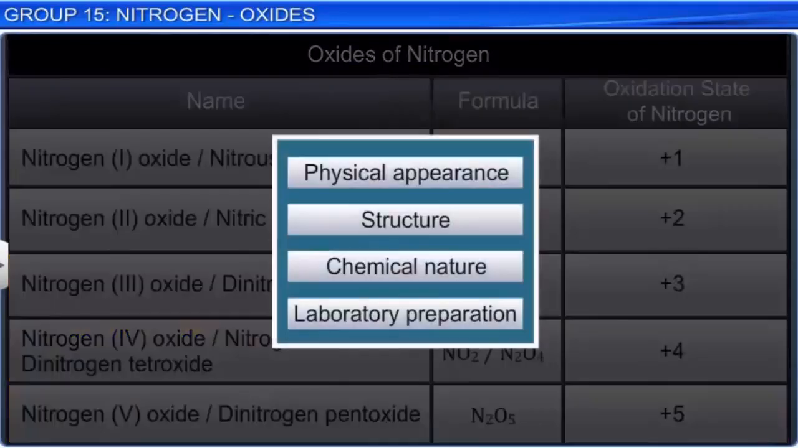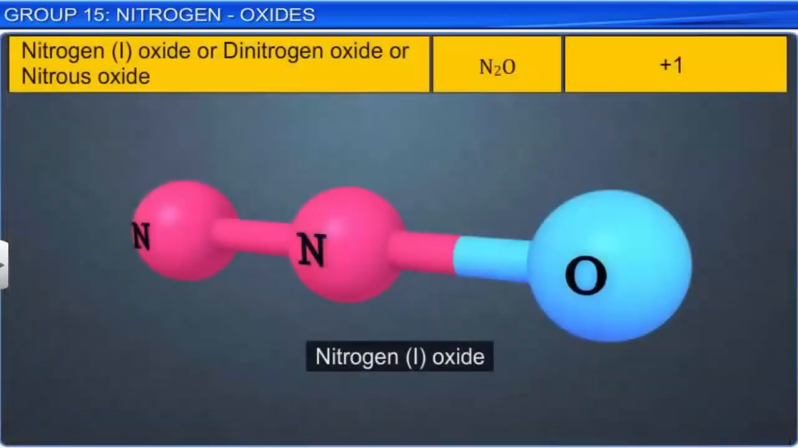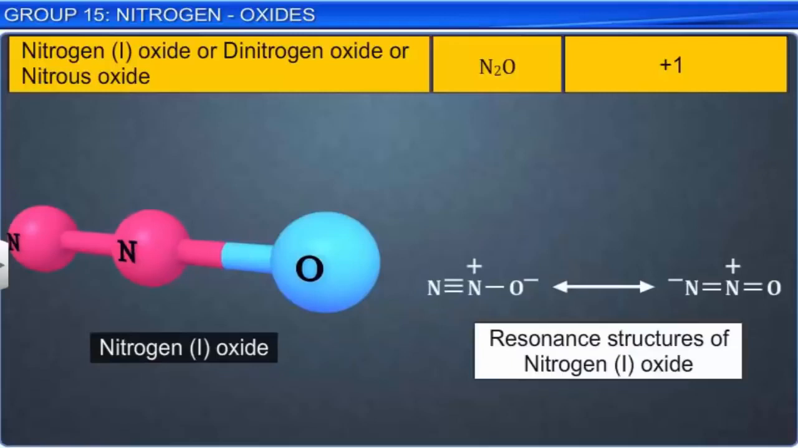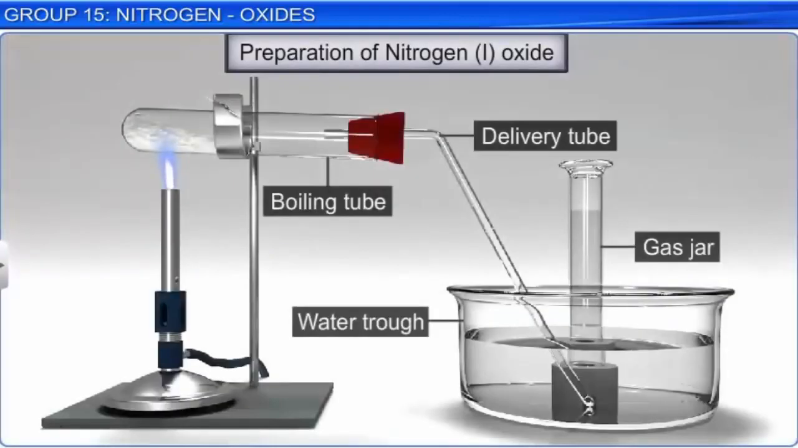We will discuss the physical appearance, structure, and chemical nature of each oxide, besides the most convenient method to prepare them in the laboratory. Let's start with nitrogen 1 oxide. Nitrogen 1 oxide, also called dinitrogen oxide or nitrous oxide, is usually prepared by heating ammonium nitrate gently to 240 degrees Celsius.